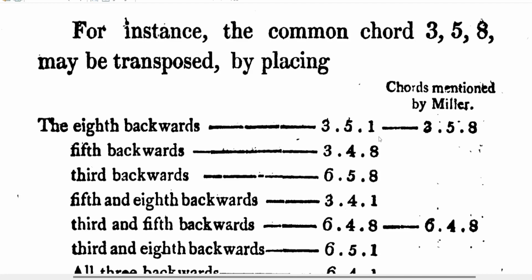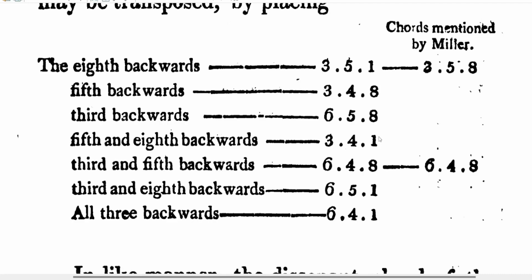For instance, the common chord 3, 5, 8 may be transposed in the following way by placing the 8th backwards. How so? 3, 5, 8. So the 8th backwards, let's go backwards. So we have that instead of that. We can put the 5th backwards. So the 5th is, if we go backwards, we have the 5th on F, 3, 4, 8.